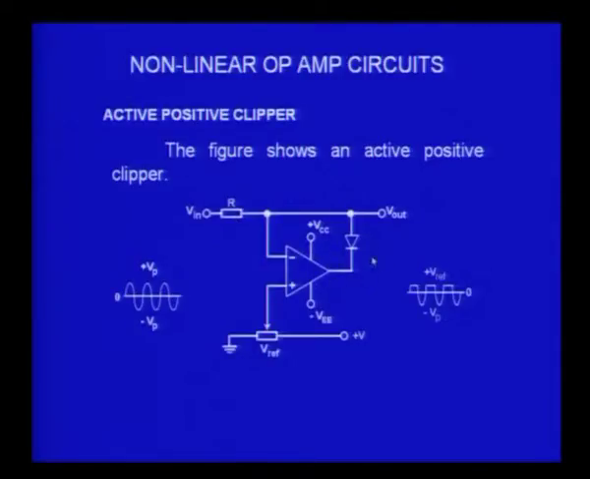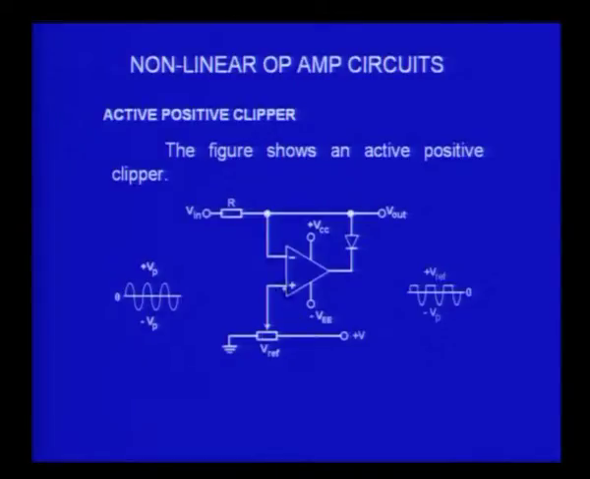So, the diode and the op amp combined become a precision rectifier, and I give an AC signal here with a peak voltage Vp at the input, and at the output I should get a half wave rectified signal in principle.